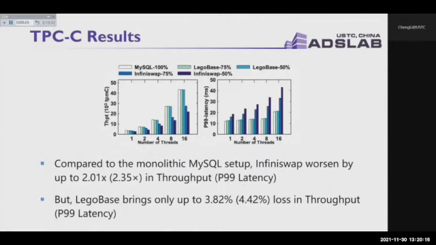So here we use MySQL 100 to represent the monolithic setup where we do not use the remote buffer at all. And then we compare InfiniSwap 75 and 50, which represent how much of the whole data set we cache locally, and the rest we cache remotely. We apply a similar setup to LegoBase, our system.